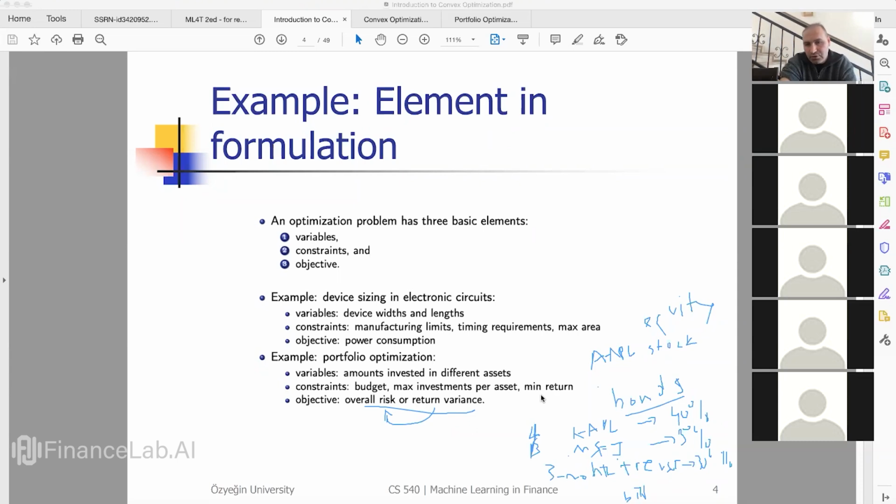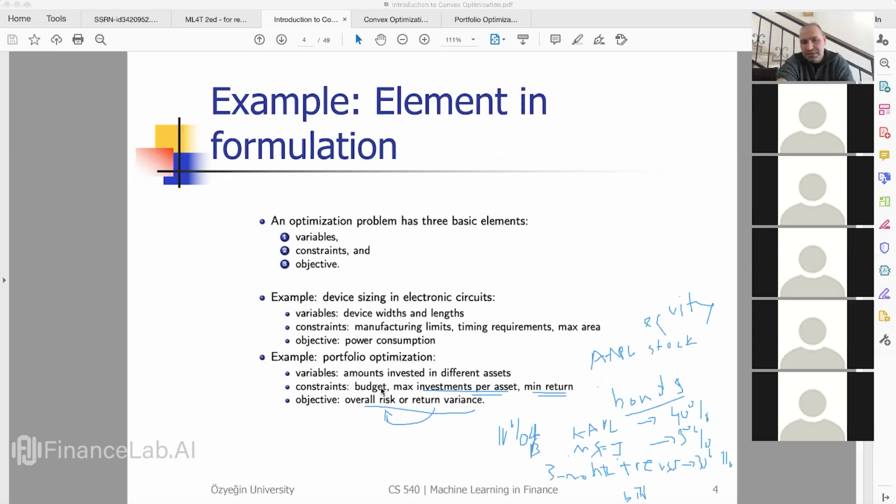And there are certain constraints here. One constraint is minimum return. For instance, we want to say that the return of a stock should be at least 10%. So we can have such a minimum return on investment, or maximum investment per asset. For instance, for each of these variables like Apple, Microsoft, or the 3-month treasury bill, we can say that we can invest at most 40%. So that is another constraint we have in the portfolio optimization. There are a bunch of constraints.